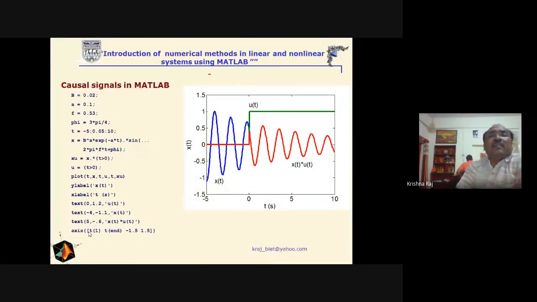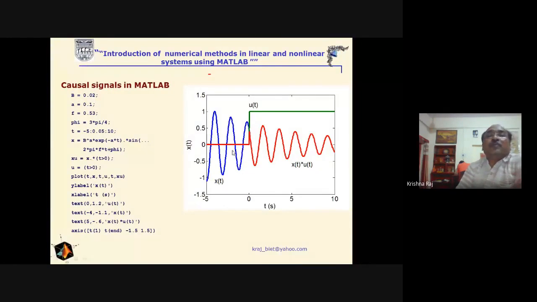Now the causal signal. Suppose this is a signal that exists for t equal to 0, negative as well as positive. When this signal is multiplied by the step function, then automatically this will become a causal signal, because prior to t equal to 0, this will become 0.